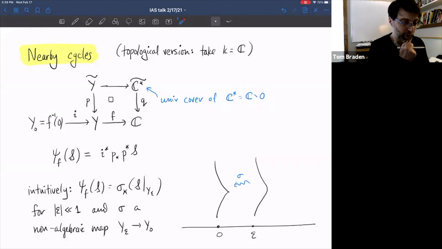Okay, so to begin with, nearby cycles is a functor which takes a family f making Y a family over the line, and in this case I'm going to be doing a topological version, so I'm only going to talk about C-varieties over C here. So you take a map to C. What you do is you remove the point zero and take the universal cover of that. So you blow up the line and take the fiber product of that with Y. So you blow up Y according to what its non-zero value is under f. One quick and dirty definition of this is you take your sheaf on Y and you pull it back and push it forward and then restrict to zero.